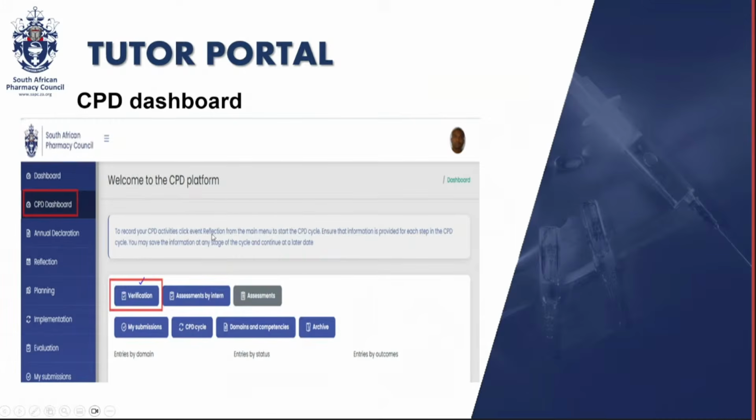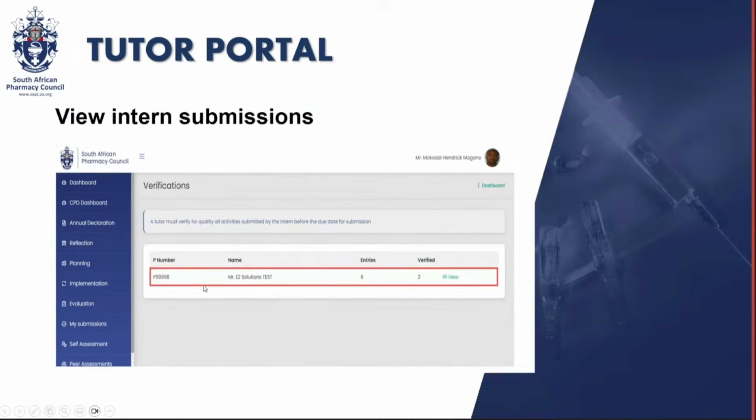So when you are on this page, you will see there is verification. That's where you must click. And then once you have selected verification, you will be able to see the P number of your intern and a message indicating how many entries are waiting for you to verify. And then you just click on the view that is shown there in green.